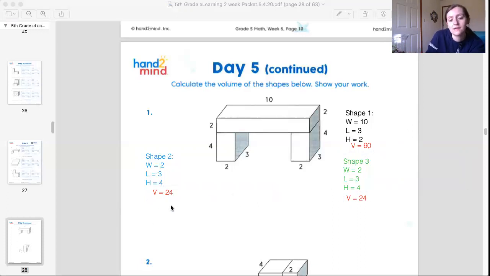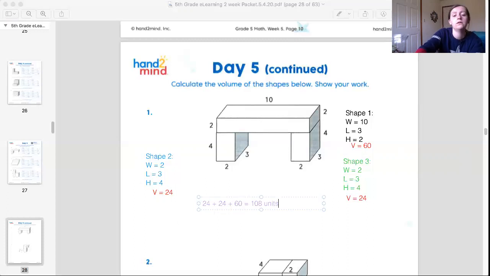So to find the total composite volume of this shape, I have to add the volume of each individual prism together. So to do that, I have to take 24 plus 24 plus 60. Okay, so I get my 24 from this shape, my 24 from that shape, and my 60 from that shape. When I add them all together, 24 plus 24 gives me 48. 48 plus 60 gives me 108.